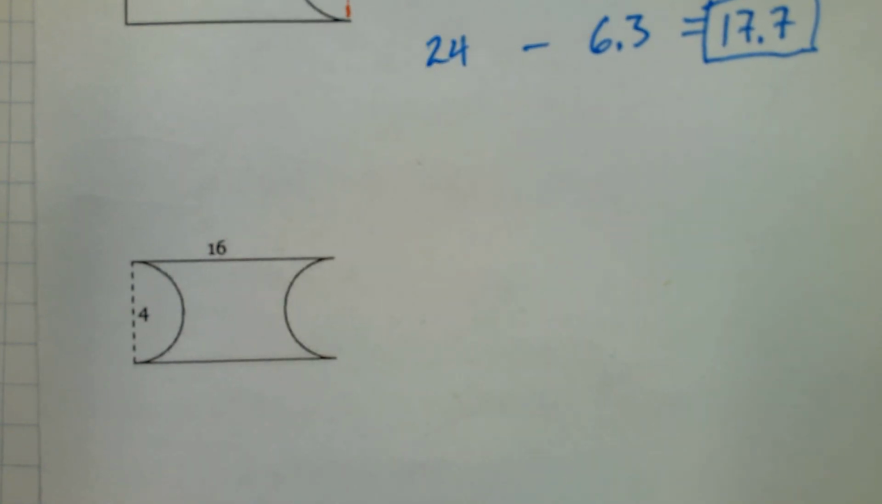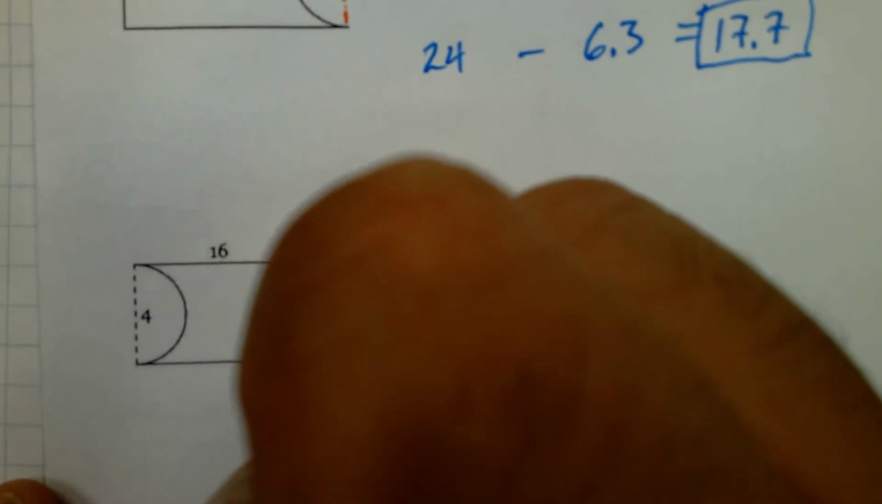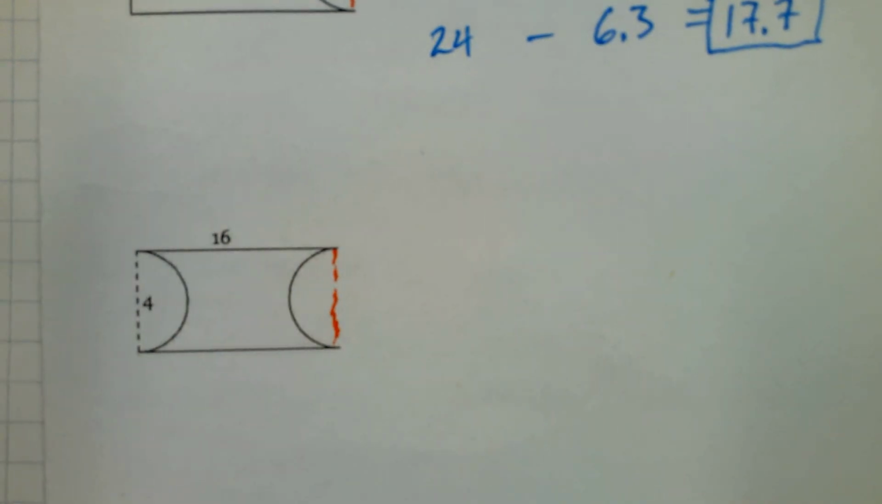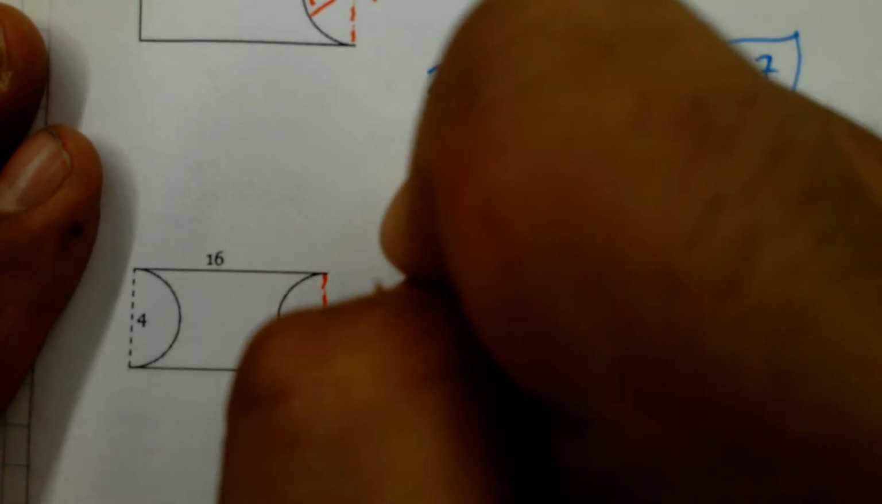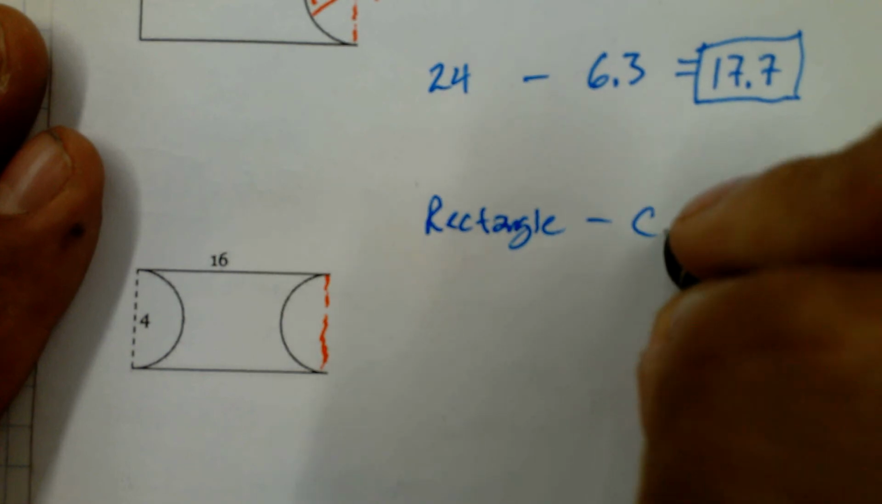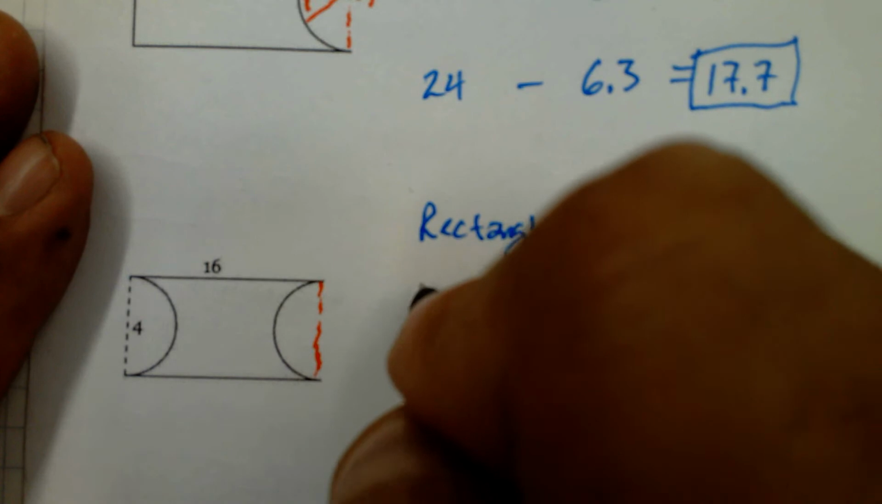Take a look at this one. Can we just subtract one circle, a full circle, instead of a semicircle? What do you guys think? Should we just subtract away a full circle? Yeah, because there's a semicircle indentation on both ends of this rectangle. So you're really subtracting a circle. So it looks like we have a rectangle minus a circle. So this would be 16 times 4. 64.